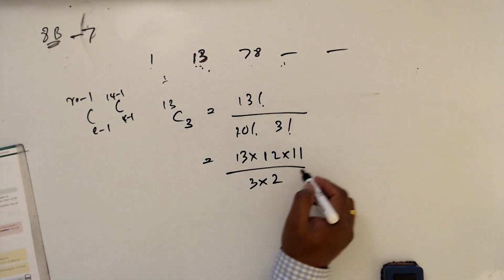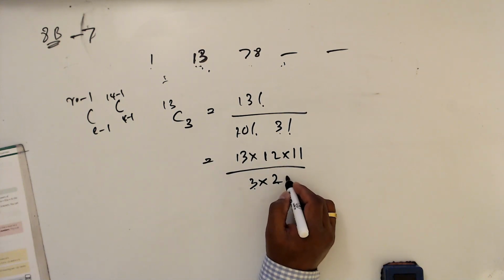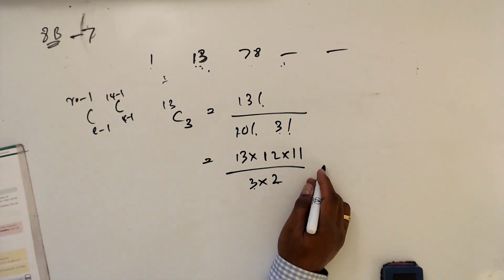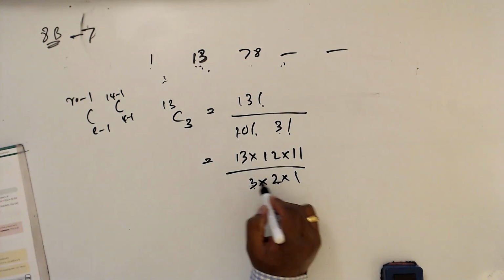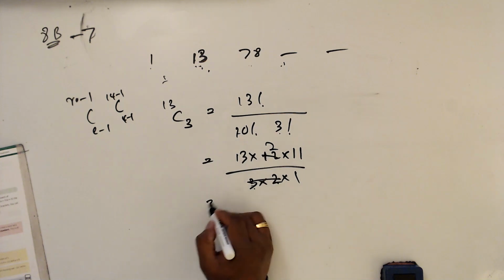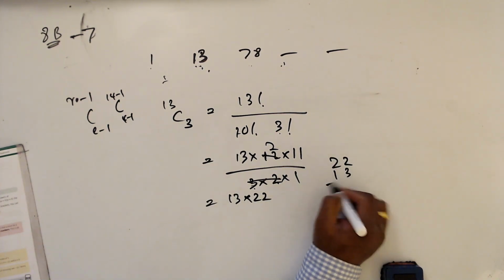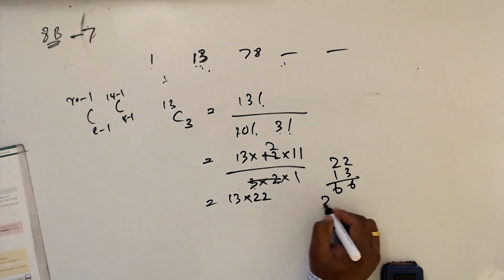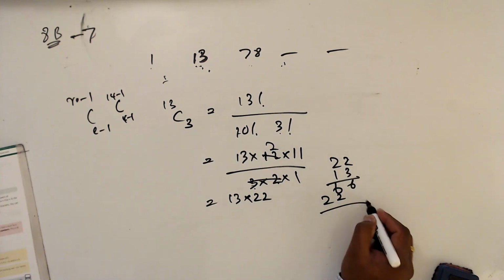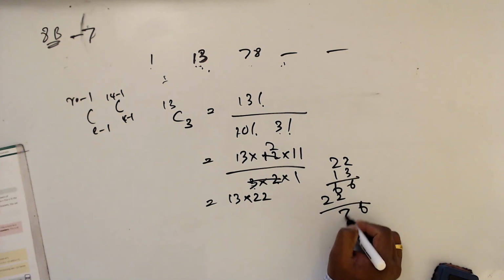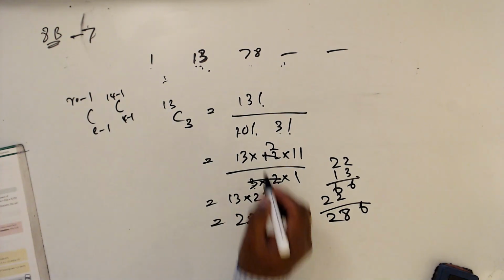10 and 10 cancel out. This is the remaining. Factorial 3 means 3 times 2 times 1, no point of writing the 1. 3 times 2 is 6, and this is going to be 2. So 13 times 22, 22 times 13, is 286. So this value is going to be 286.